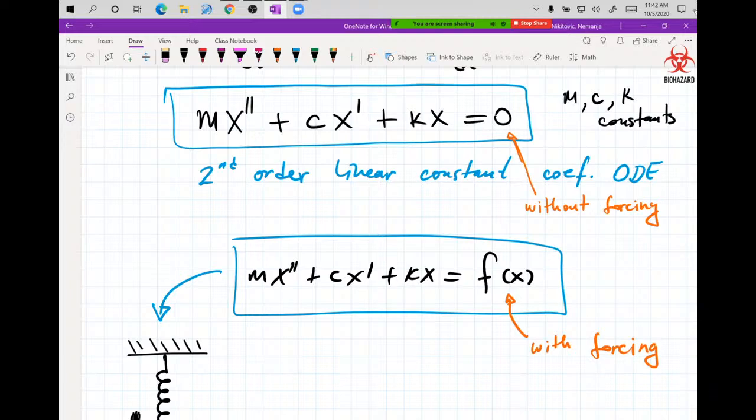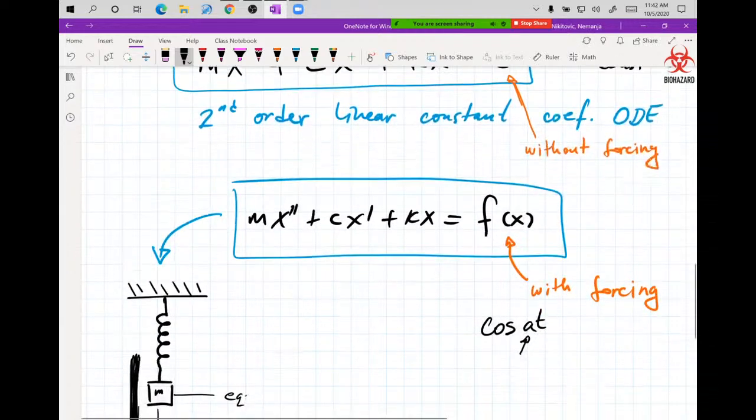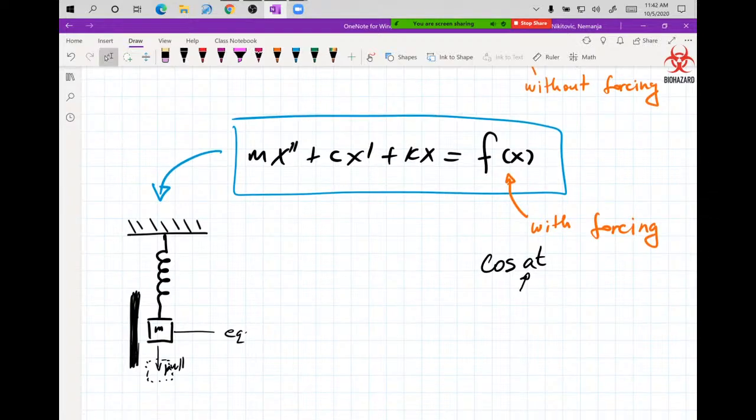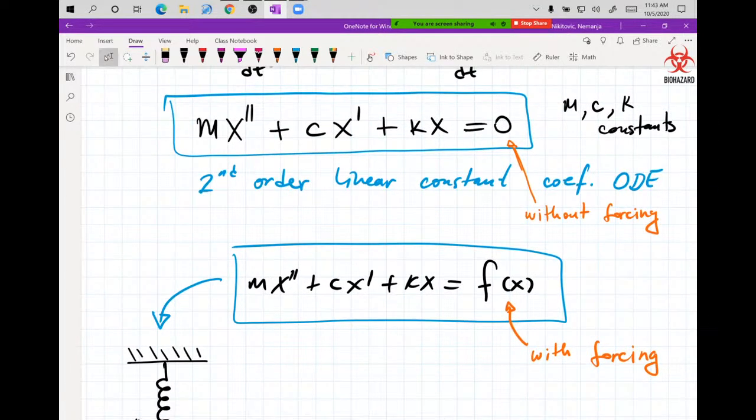Technically, you pushing the kid every so many seconds would be some kind of cosine, I don't know, a cosine of omega t, and the period of how frequently you push the kid would be given by the frequency, and you will have some amplitude. This is how hard you push, and that also plays a role. But again, the details when we get there. I hope you understand the difference between the two equations, where one is 0 and the other one is f of x or f of t.